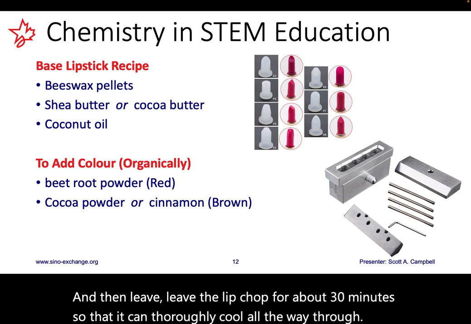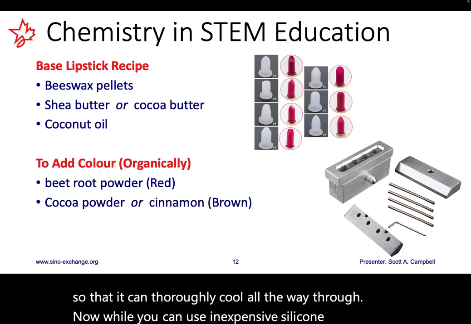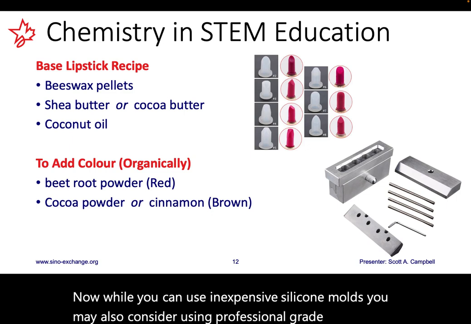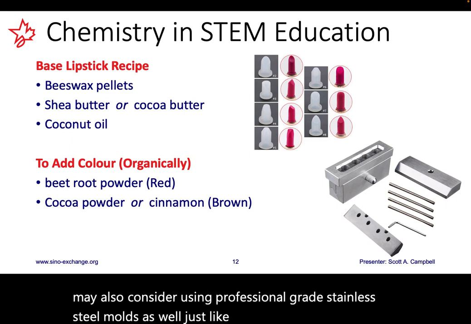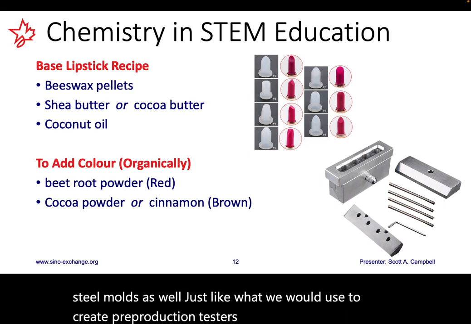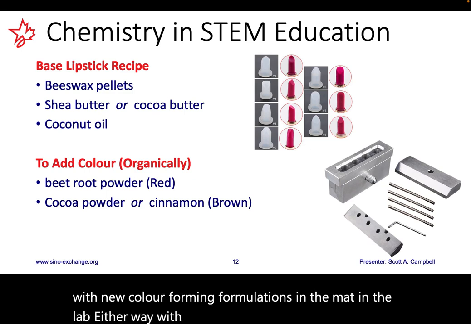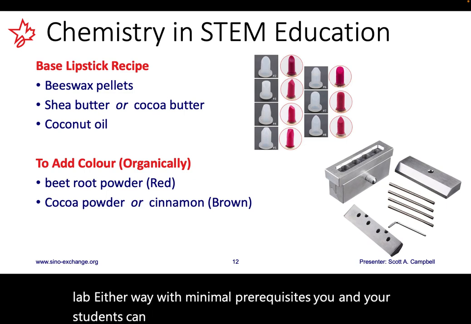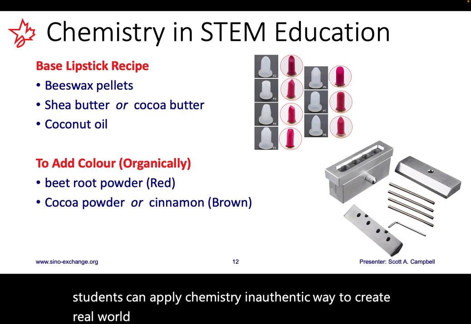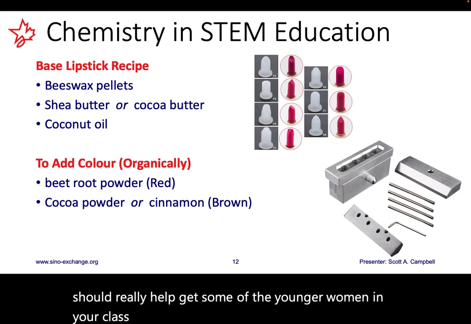Now, while you can use inexpensive silicone molds, you may also consider using professional grade stainless steel molds as well, just like what we would use to create pre-production testers when we experimented with new color formulations in the lab. Either way, with minimal prerequisites, you and your students can apply chemistry in an authentic way to create real-world products in class. And this kind of activity should really help get some of the younger women in your class interested in STEM education as well.